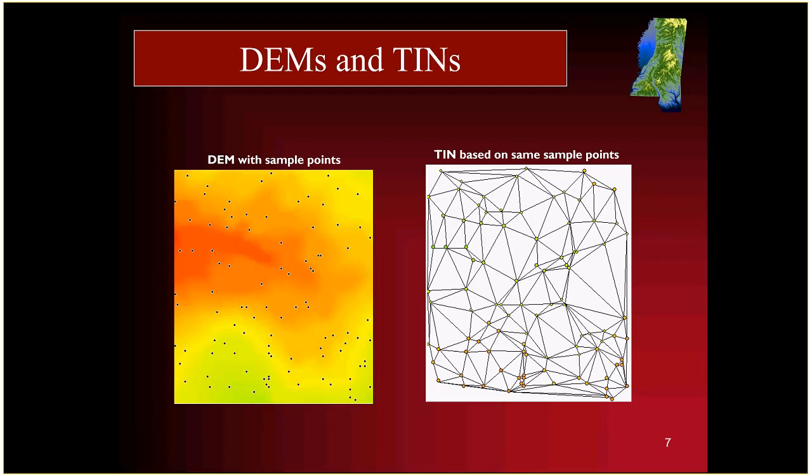So that's what resampling means. And so with a TIN, you're keeping the original data, the original points, without modifying those original points.